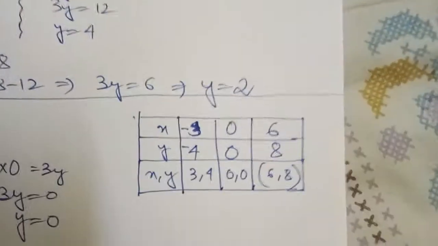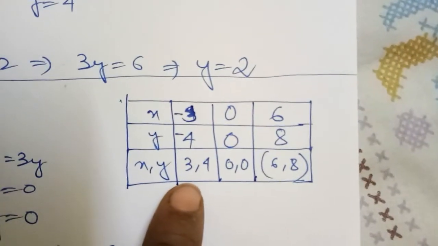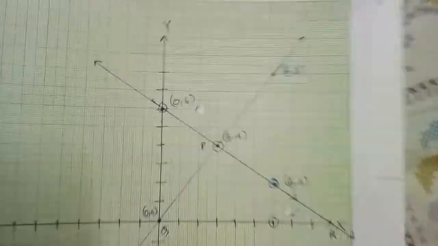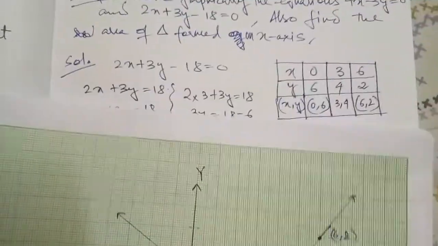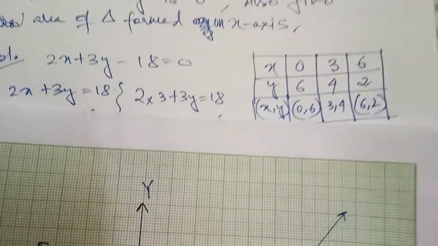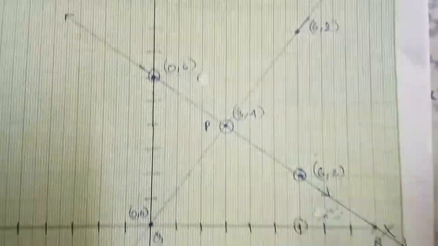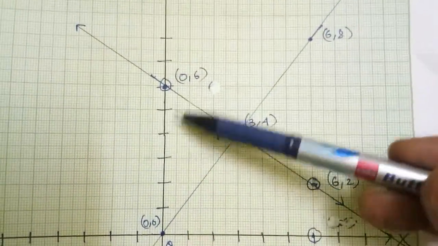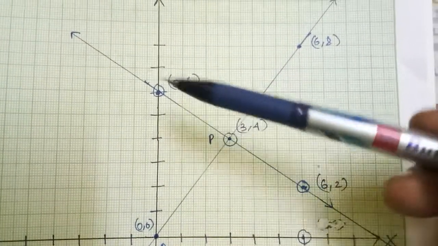The same thing I have done for the plotting over here also. See the coordinates I have written: (3, 4), (0, 0) and (6, 8). Now we are going to plot on the graph paper. See, I have done the plotting over here. I have done the second equation plotting. What is given? (0, 6), (3, 4) and (6, 2). For (0, 6), x is 0, y value is 6. 1, 2, 3, 4, 5, 6, I've written over here, and (0, 6) means x value 0.